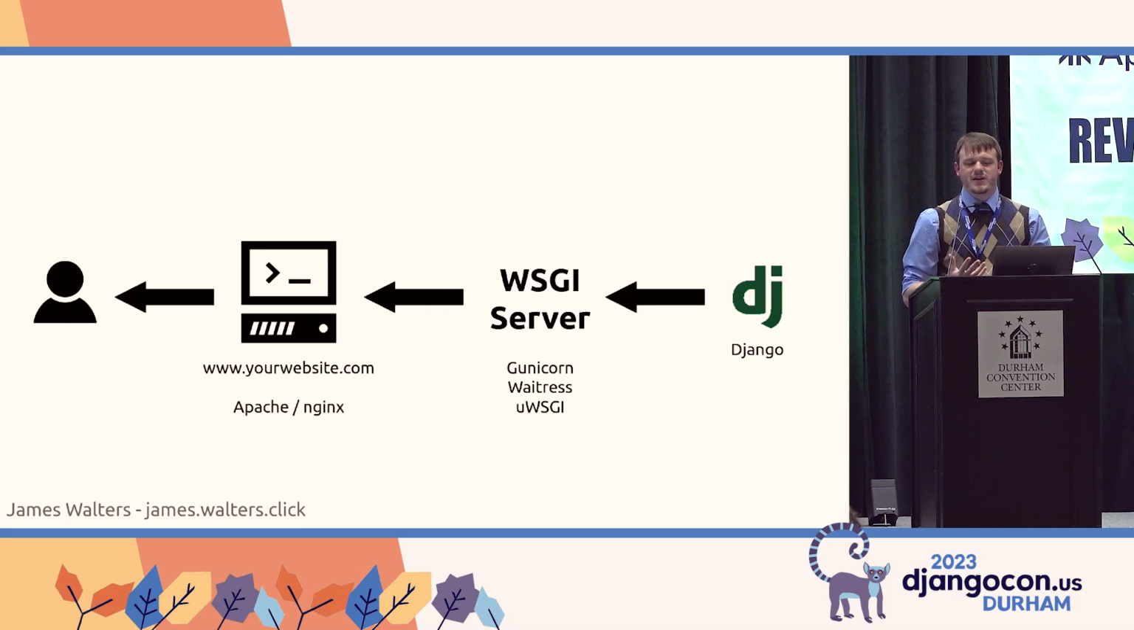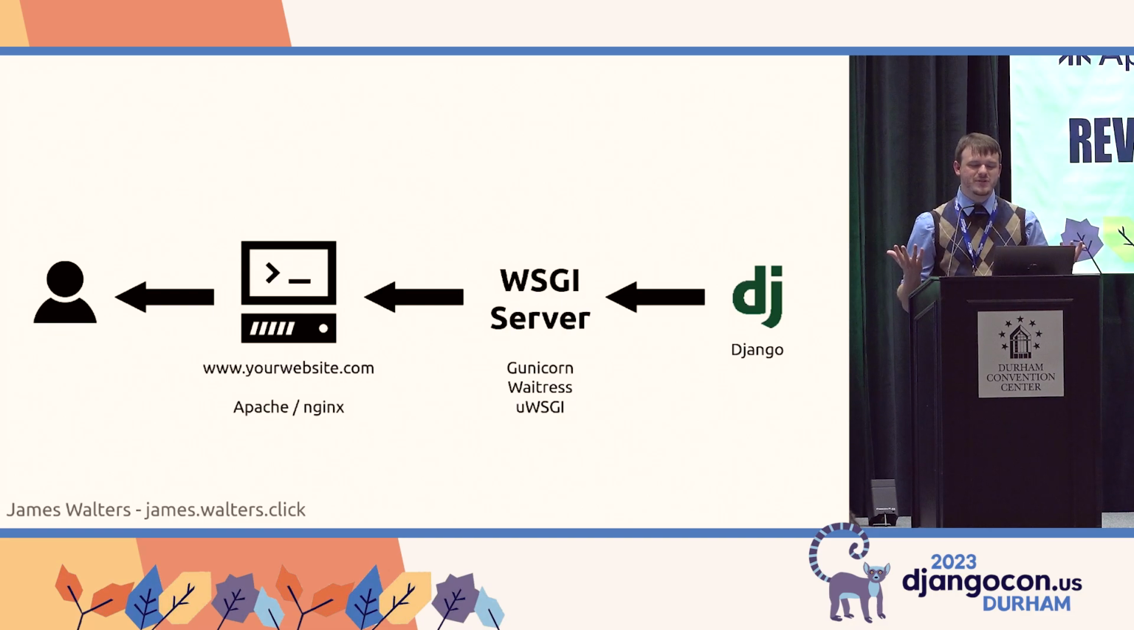The way this works is that when the web server gets a request, it passes it over to a WSGI server like Gunicorn or Waitress or uWSGI. You might have heard these names before. This is what they are. They're WSGI servers. And that WSGI server runs a WSGI callable for your application.